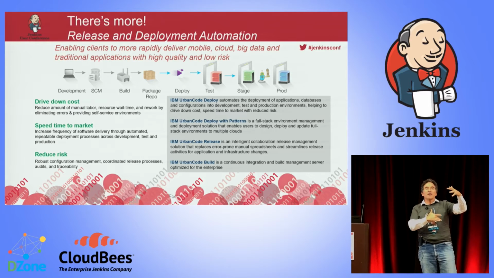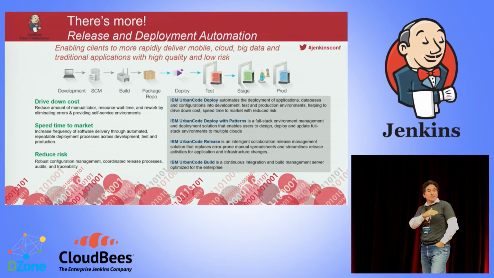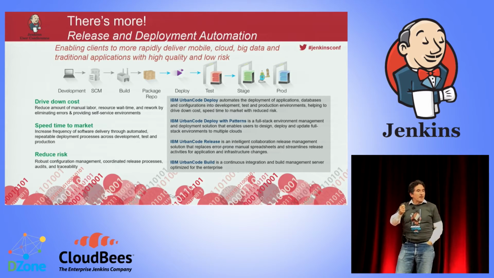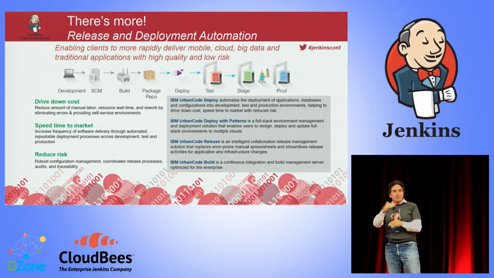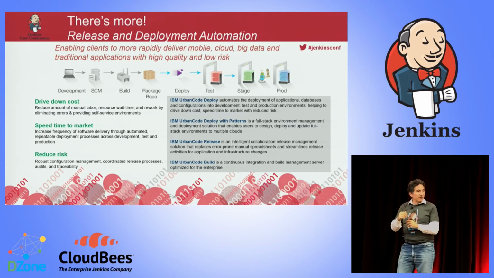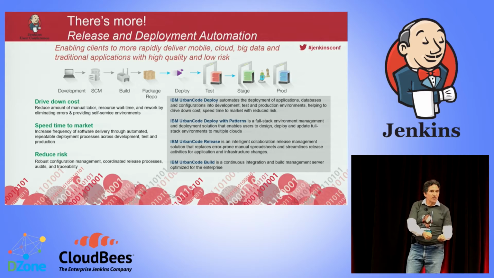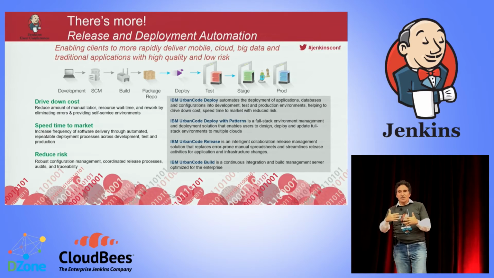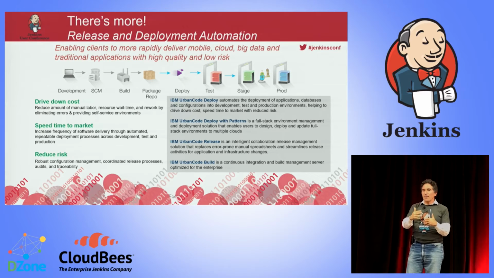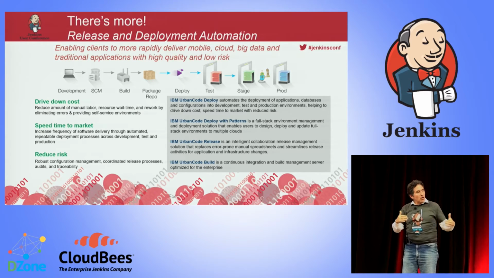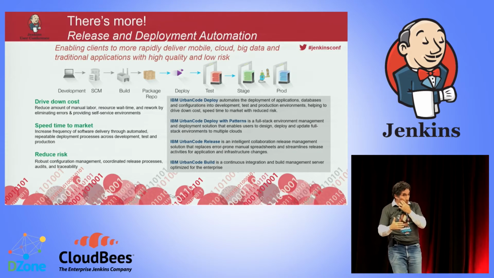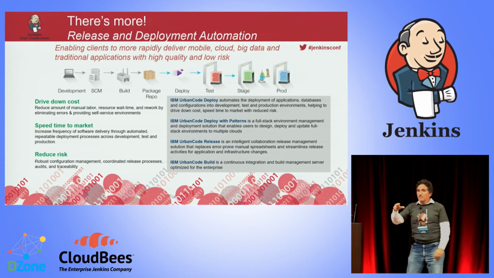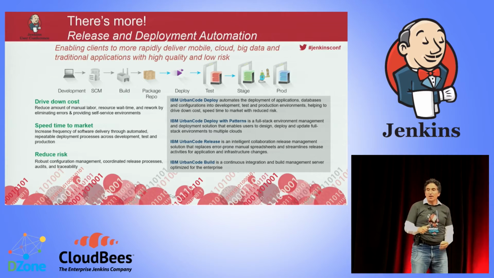UrbanCode Release basically takes your spreadsheet and provides you a web app, with dependencies between the line items for your release. That includes any manual effort, from setting up the network to whatever you need to do to get that release. It also takes in manual applications that aren't part of UrbanCode, and adds the UrbanCode applications in there. So you may want to look at Release if you have large releases.